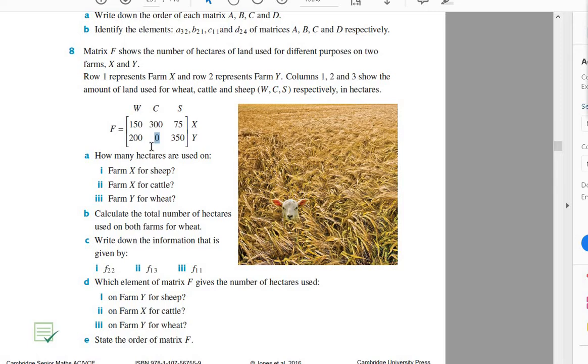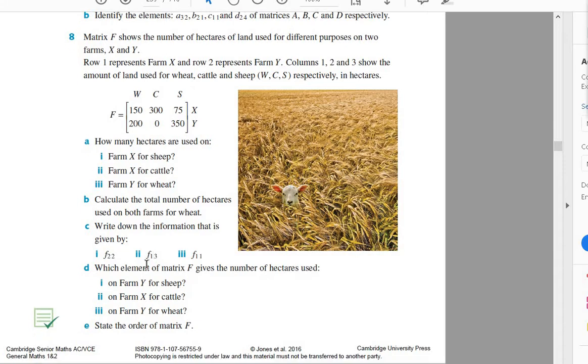Yes. All right. Let's do F13, first row and third column. So what's the value in the first row and third column? So farm X uses 75 hectares for sheep. Awesome. That's what it is.